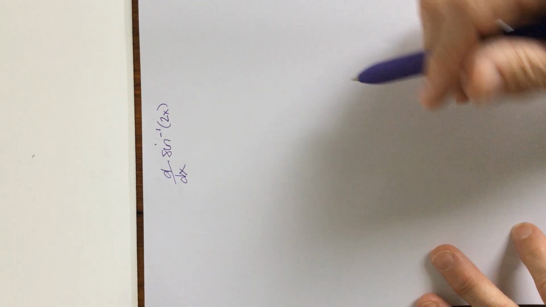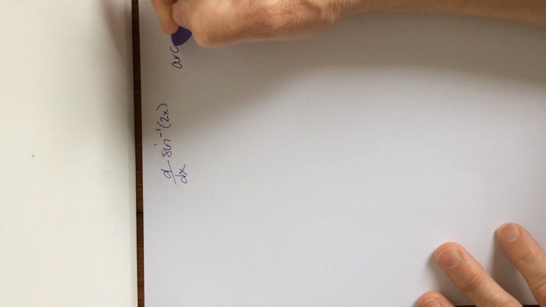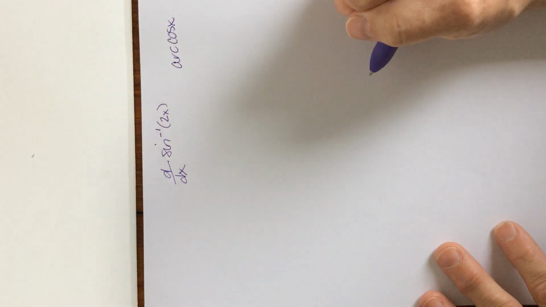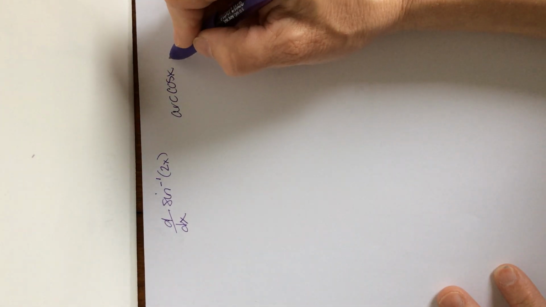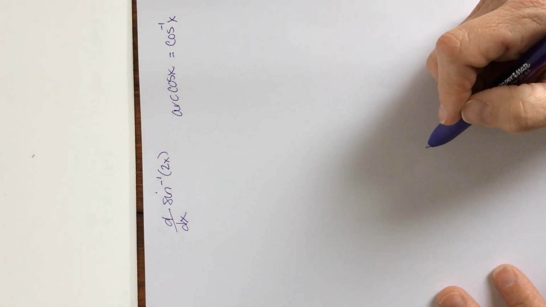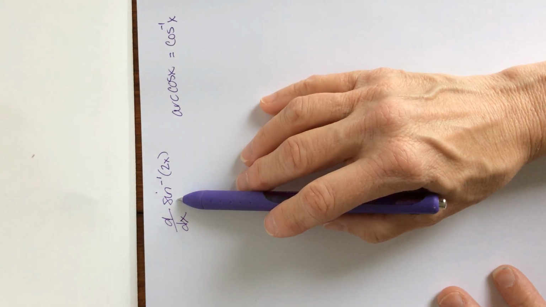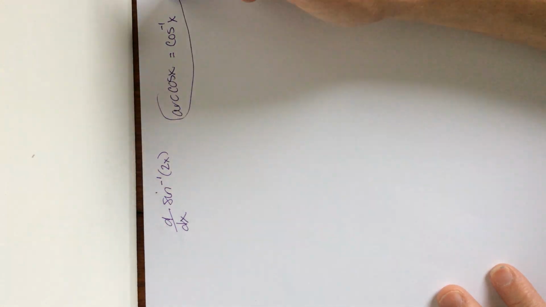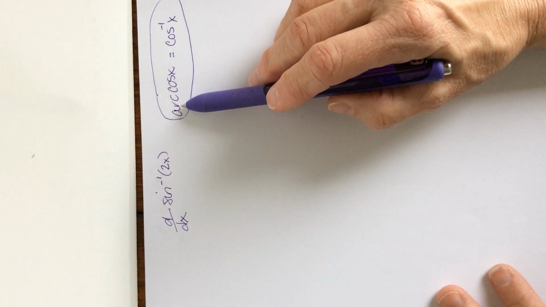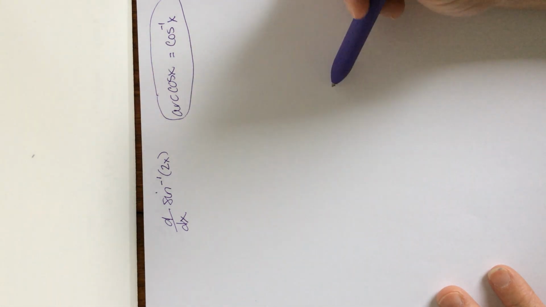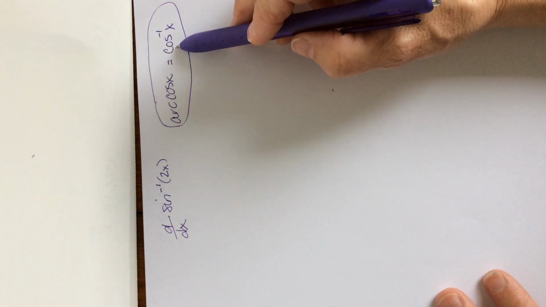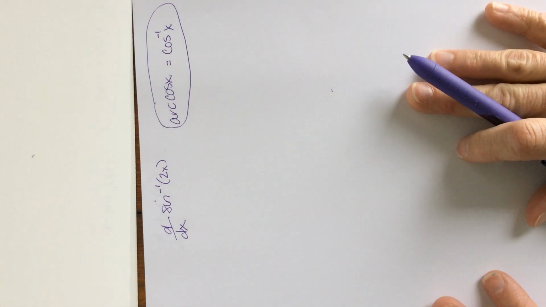One thing I do want to point out is anytime you see something like arc cosine of x, that is the same thing as inverse cosine of x. Just keep that in mind, because the notation arc cosine of x is used about as often as the notation inverse cosine of x. So they mean the same thing.